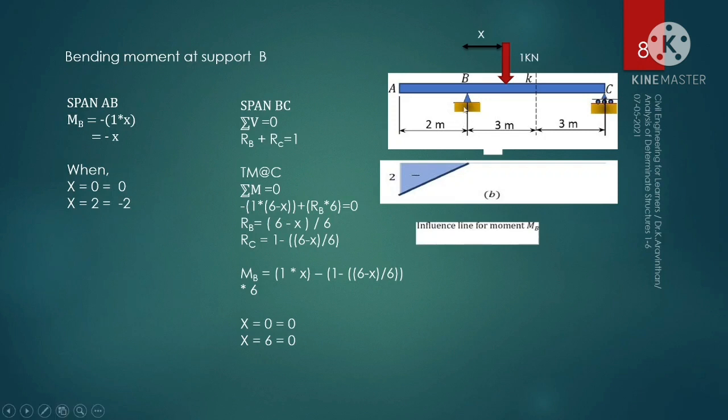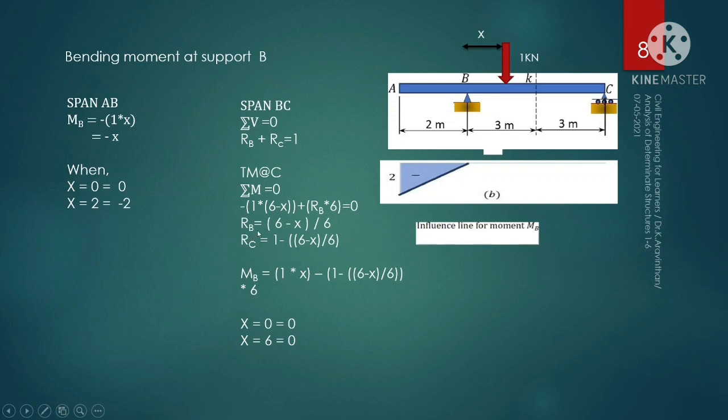So the bending moment will be RB into distance 6, and this will be anti-clockwise. RB into 6, this will be clockwise. Taking moment at C, RB into 6 is clockwise, so RB into 6 is plus, and 1 into distance. This distance will be 6 minus x, so 6 minus x into 1. This will be anti-clockwise, hence it is negative.